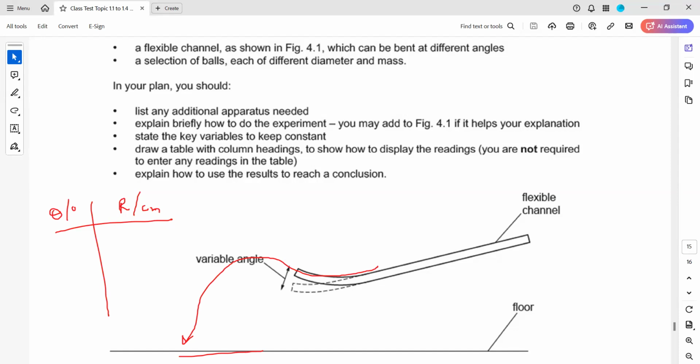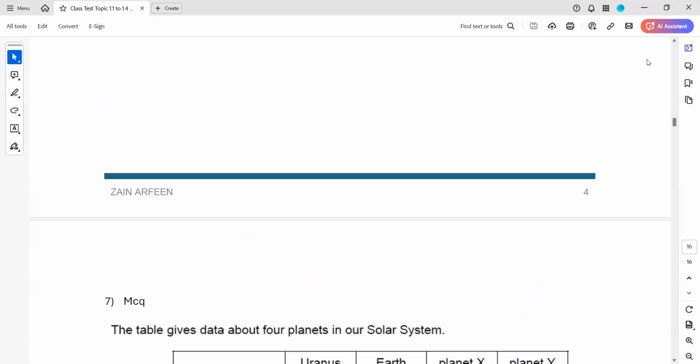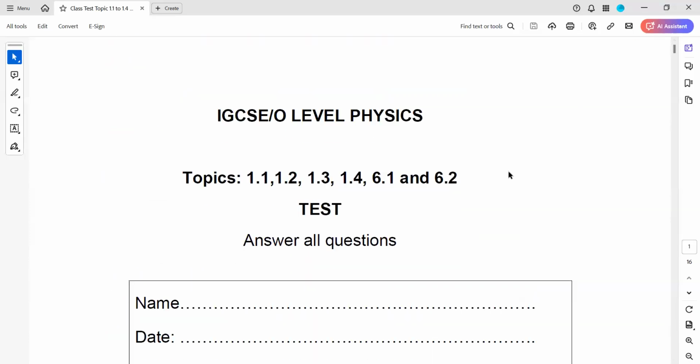Is it clear? These are the structure questions from the test, which was related to topic 1.1 to 1.4 and 6.1 to 6.2.